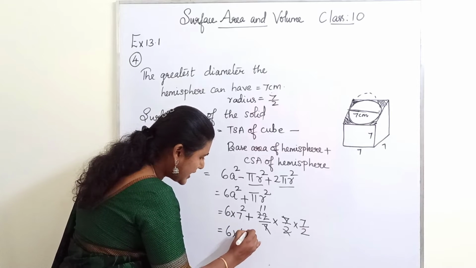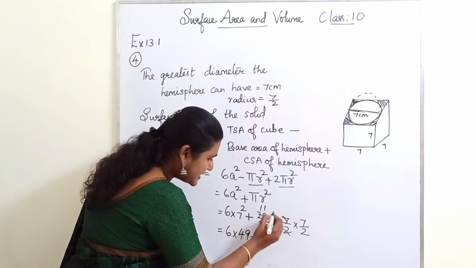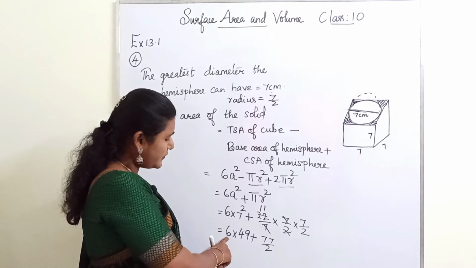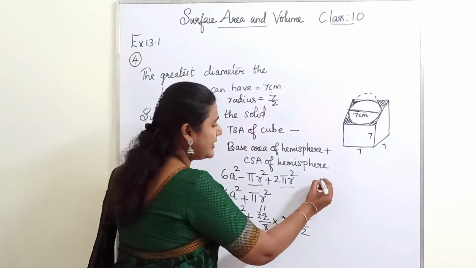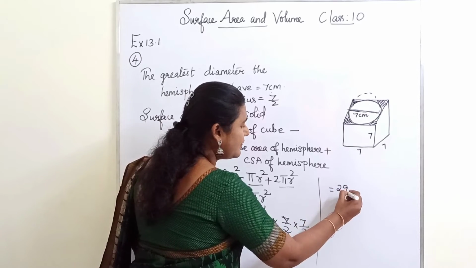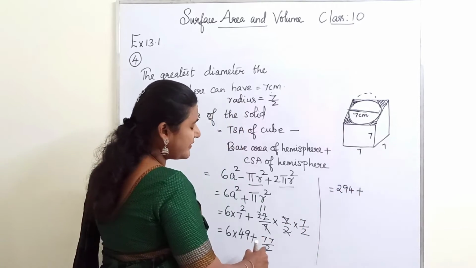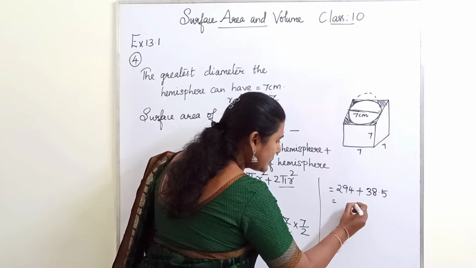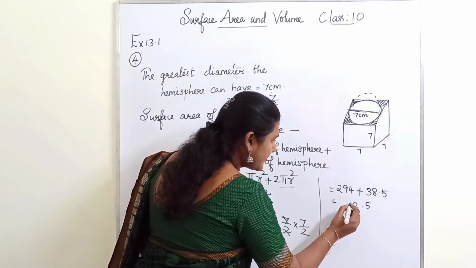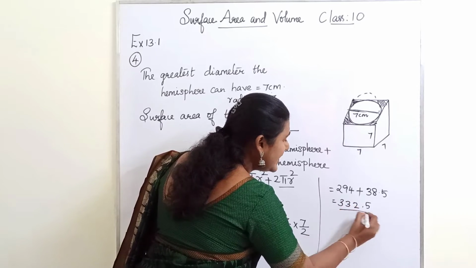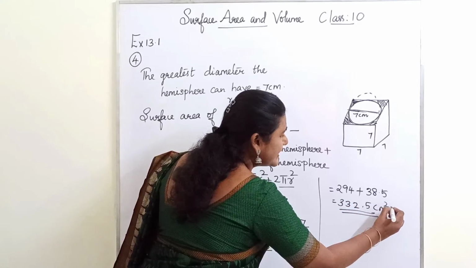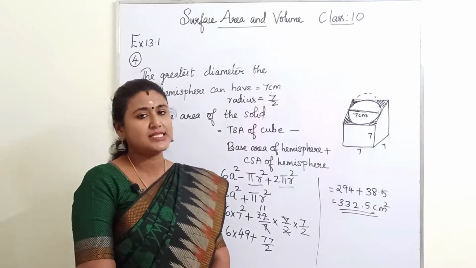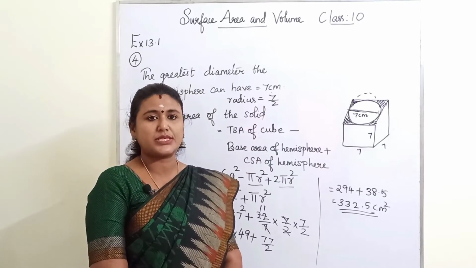6 into 49 plus 77 by 2. When you multiply 6 and 49, we will get 294 plus 77 by 2 is 38.5. When you add, you will get 332.5 centimeter square. So this will be the surface area of this solid. Now we will see the next question.